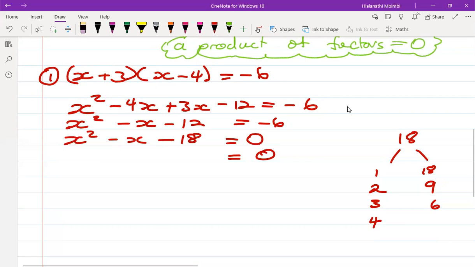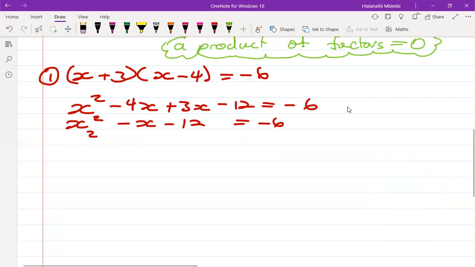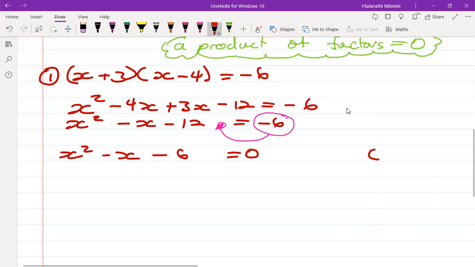Okay, wait. I actually made a crazy mistake here, making the problem even harder to solve. When I took this minus 6 to that side, I said it would be minus there, hence I got minus 18. So it is x squared minus x minus 6 is equal to 0. Hence, I would be looking for factors of 6: 1 and 6, 2 and 3, and that's it. I want to know which ones would give me minus x. It's the minus and the positive.